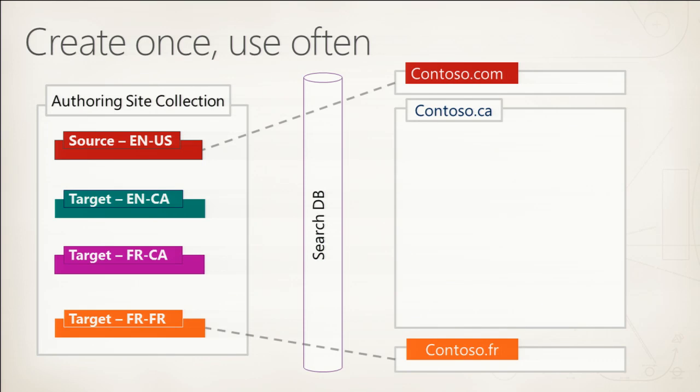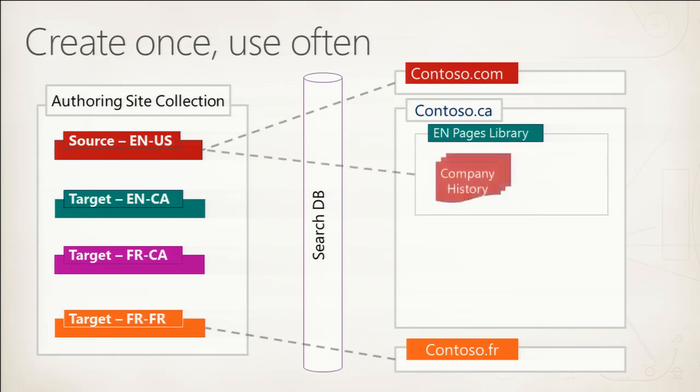Contoso.ca is going to have an EN pages library. Now, there's some common content that exists on the ENUS source page, like the company history. That is locale agnostic. That applies regardless of which country you're in. But from the ENCA side, the Contact Us page is absolutely going to be different for the Canadian site. So you can set up your content search webparts to pull Canadian-specific content to override the common American content, and you can have the common American content show up across the board.